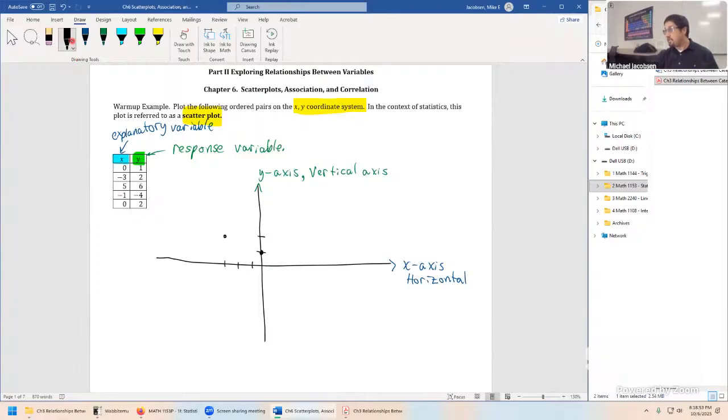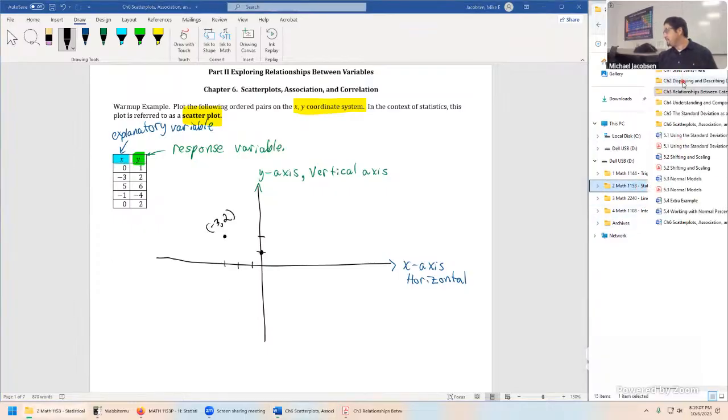So here's the point, -3, 2. Does that make sense to folks so far? I'm plotting these points at the moment. Okay, again, this is a good enough connection.